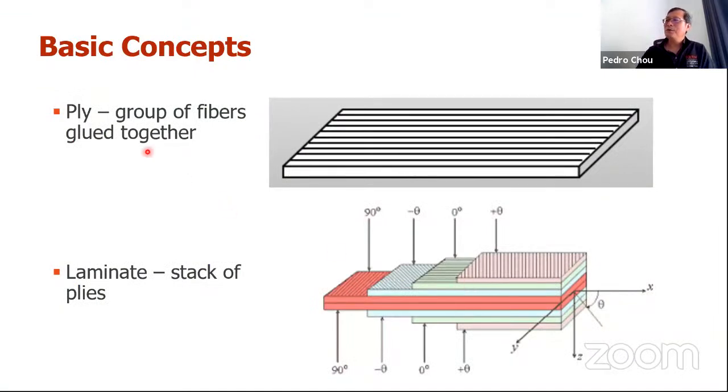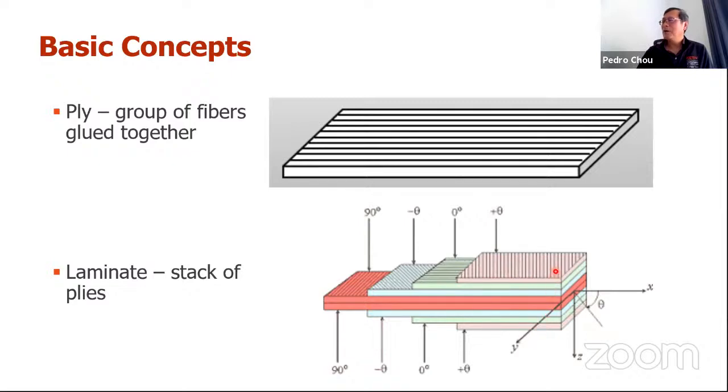So basically, in composites, you have plies, which is a group of fibers that are glued together, and these will form a layer. And then you have the laminate, which is nothing more than a stack of plies. So in a composite material, you're going to have a stack of plies, and each layer of the ply will be comprised of a certain material. So each ply could be a different material.